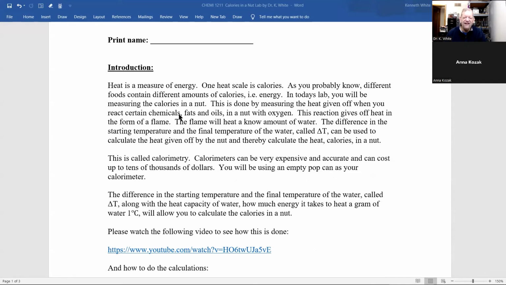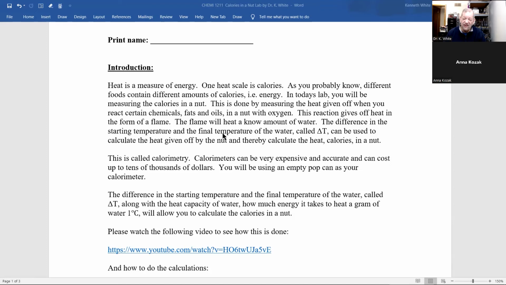In the nut, there are certain chemicals called fats and oils. And if you take my Chem 1212 here, or I also teach Chem 170, both are organic at Elgin Community College, you'll learn about fats and oils. And when this reacts with oxygen, it burns and gives off heat. And you can collect the heat by putting it over a container of water.